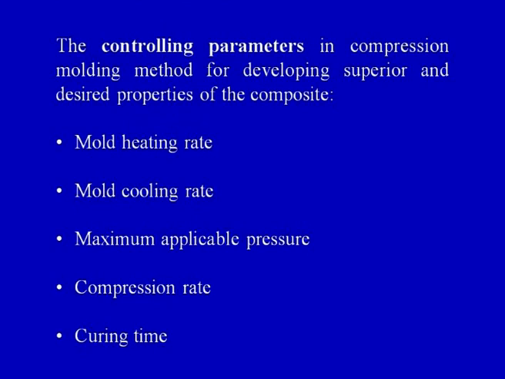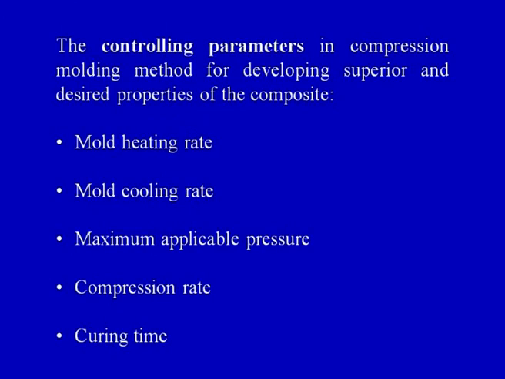What is the maximum pressure that can be applied for a particular raw material? What is the compression rate, the rate at which the compression will take place? We can have a sudden compression and we can have a slow compression. So, what is the rate of compression that we are using? Then the curing time: we can have room temperature curing, or curing at an elevated temperature. So, these are some of the control parameters which have to be kept in mind when we are using the compression molding process. Again, I am reading the points that are there on the slides.